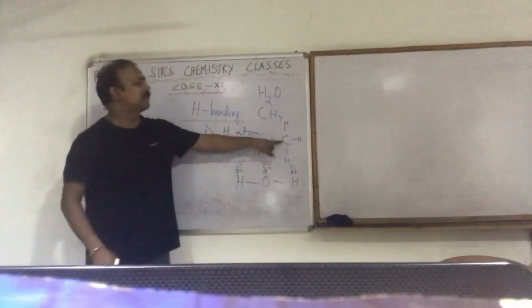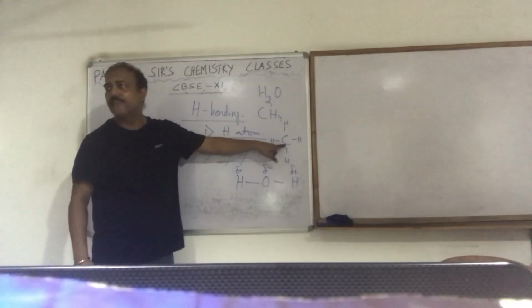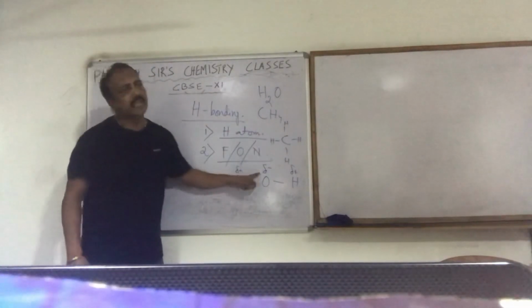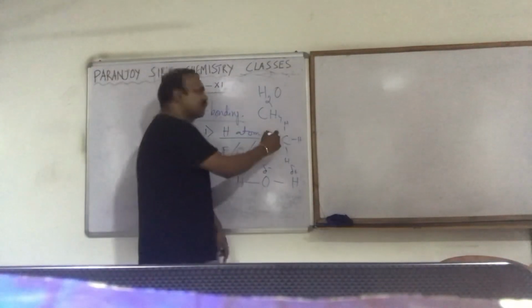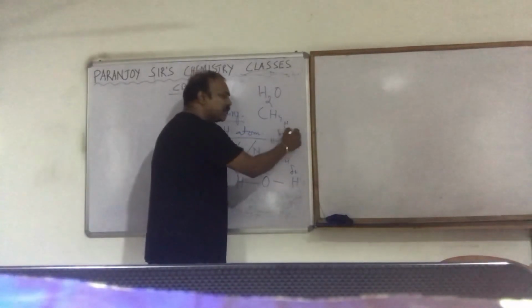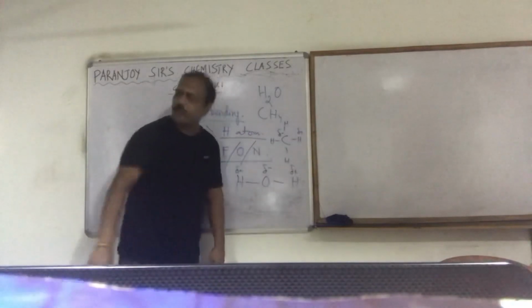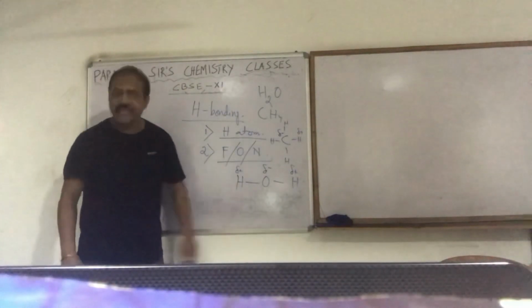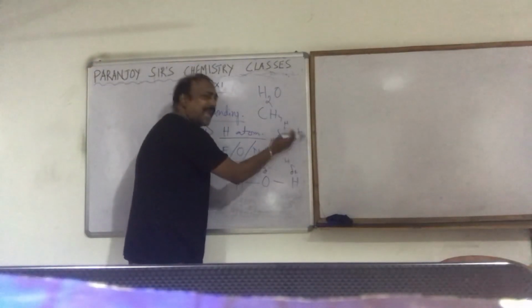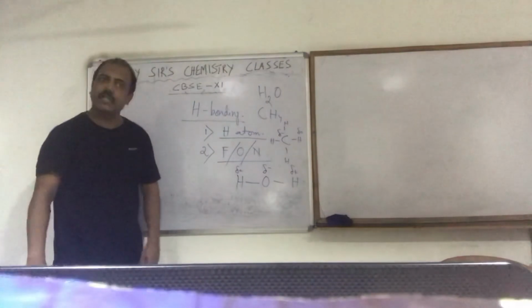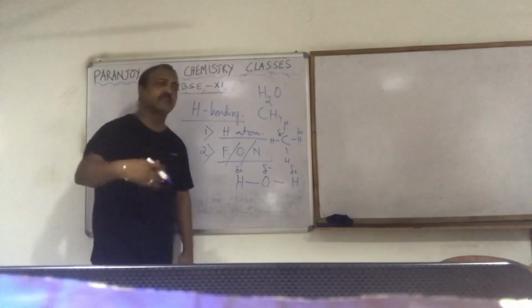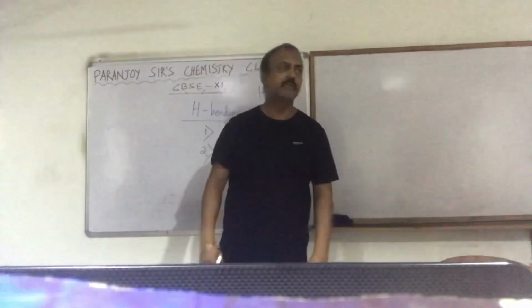But in this particular case, the electronegativity difference between carbon and hydrogen is not as high as that of oxygen and hydrogen. Here also charge will be generated. This will become delta negative, this will become delta positive, because hydrogen is a little electropositive than carbon. But it is not that the electrons will come towards carbon as they come in the case of oxygen and hydrogen. Why? Because oxygen is much more electronegative than carbon.